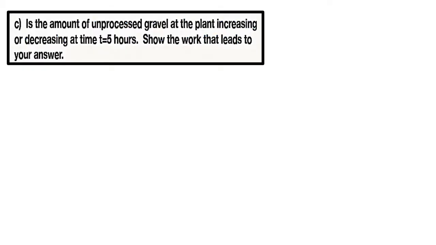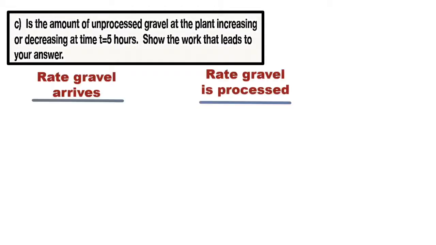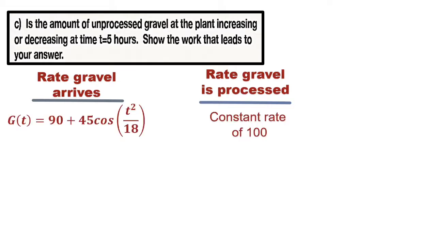Is the amount of unprocessed gravel at the plant increasing or decreasing at time 5 hours? Show the work that leads to your answer. We really need to compare how fast the gravel is arriving to how fast the gravel is being processed. The rate the gravel arrives was the g of t function. Another sentence in the original was that the rate the gravel was being processed was at a constant rate of 100.